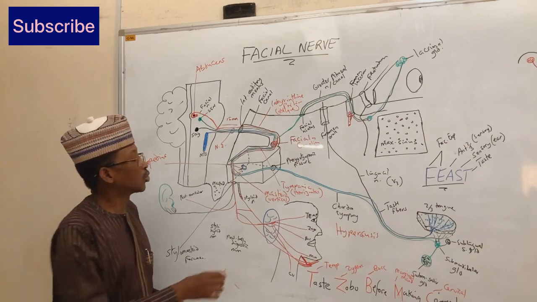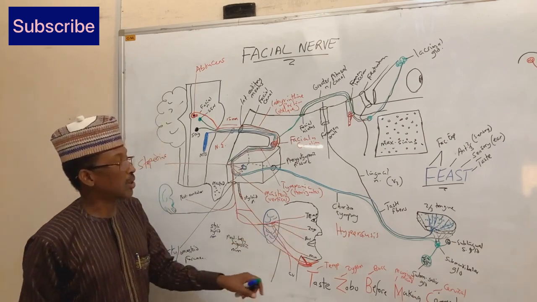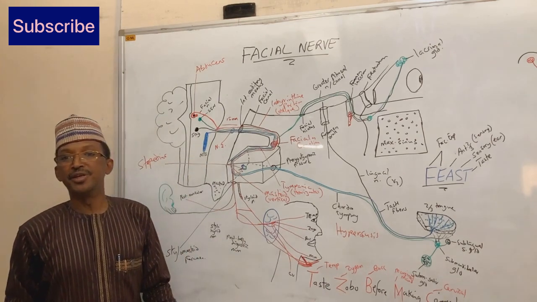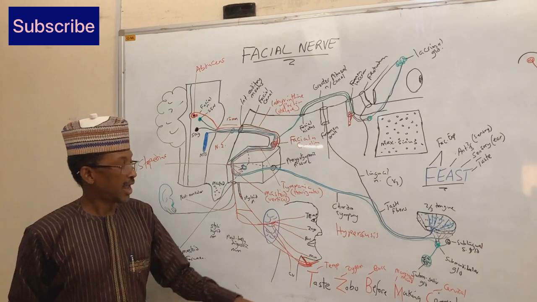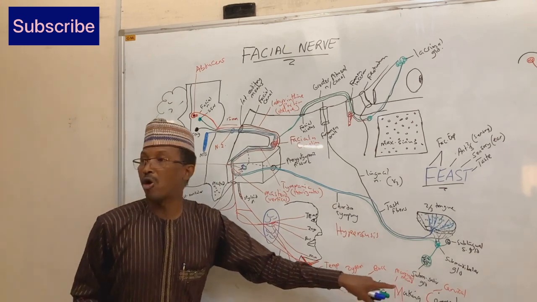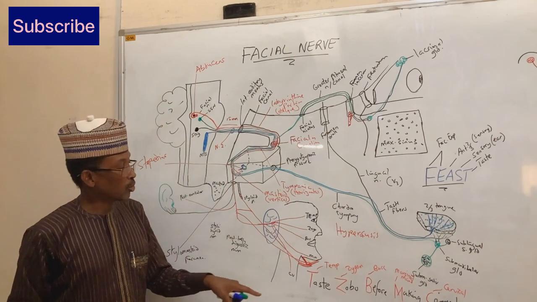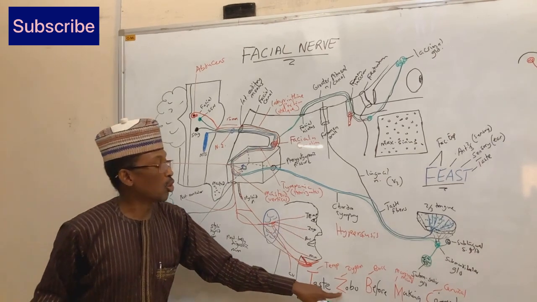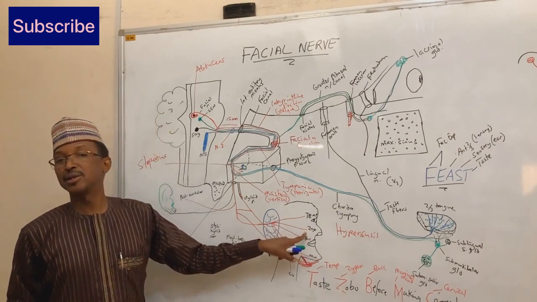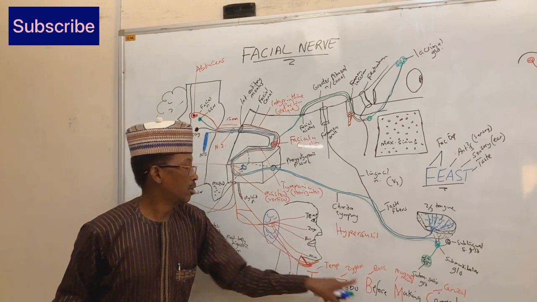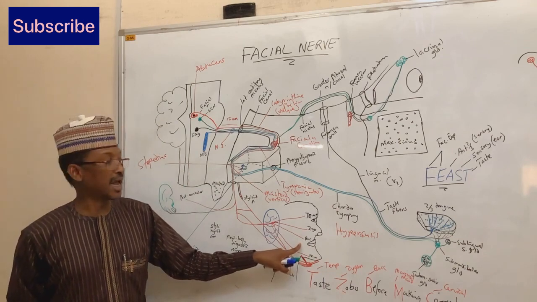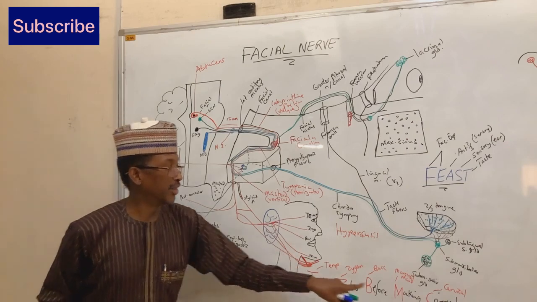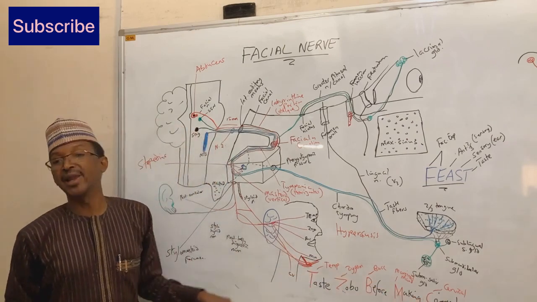Are you clear? So these 5 branches, for you to be able to remember the supply of these branches, I said: test Zoho before making comment. Are you clear? So test, T gives the temporal branch. So Z, zygomatic branch. Before, B for buccal branch. Are you clear? Then making, marginal mandibular branch. And then comment, C for cervical branch.